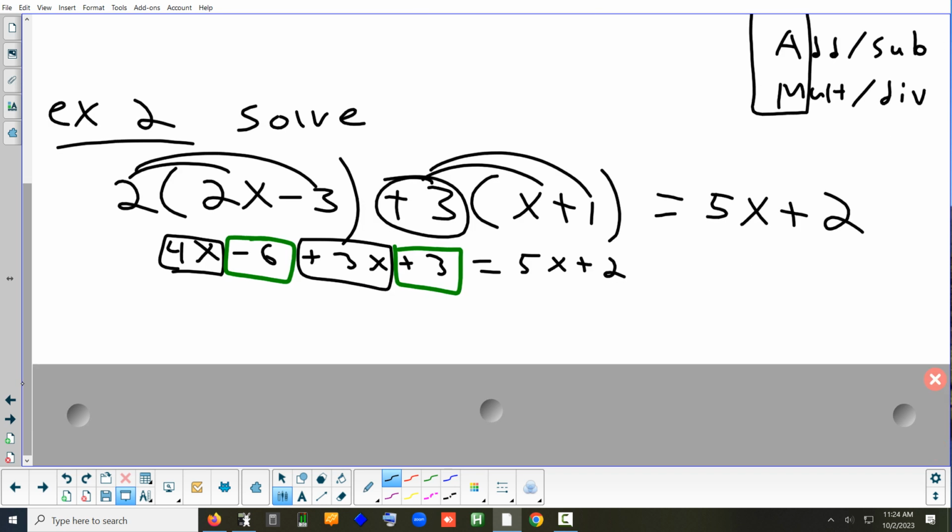Okay, so let's combine those, and then we're going to be done with the simplify step. What do I get on the left-hand side for my x's? 7x. And my constant? Negative 3. Negative 6 plus 3 is negative 3.